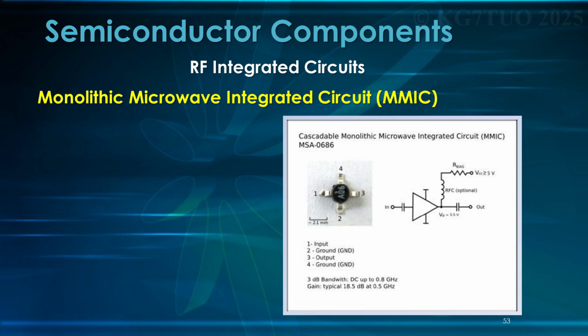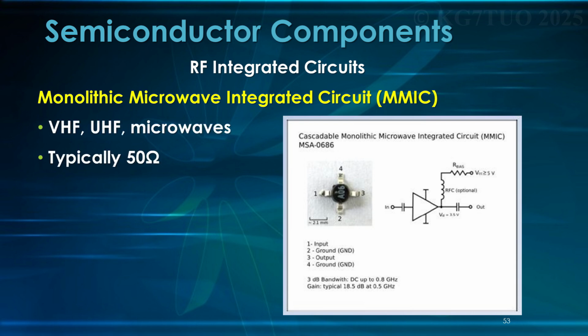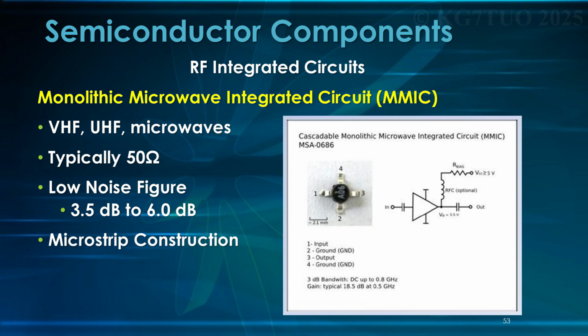Monolithic microwave integrated circuit, MMIC. VHF, UHF, and microwaves, typically 50 ohms. It's got a low noise figure, 3.5 dB to 6 dB. Okay, microstrip construction. So microstrip is just a little tiny bitty thing. The important part to you is that a MMIC is a monolithic microwave integrated circuit.